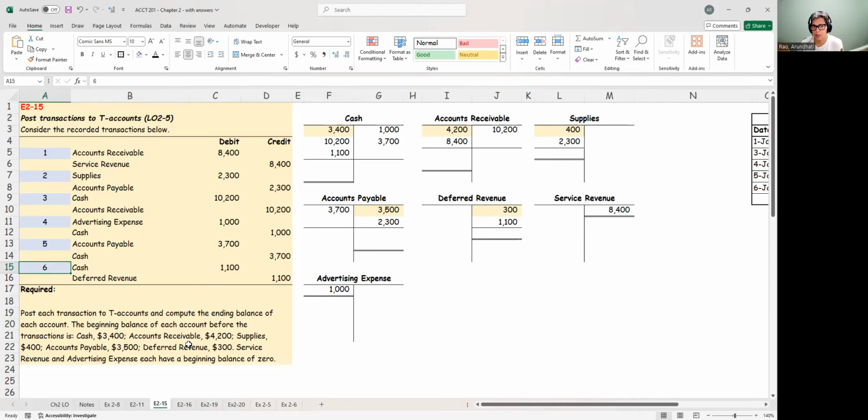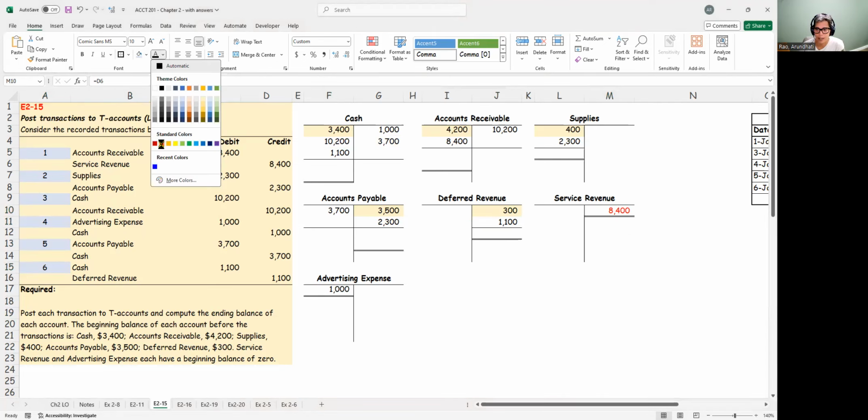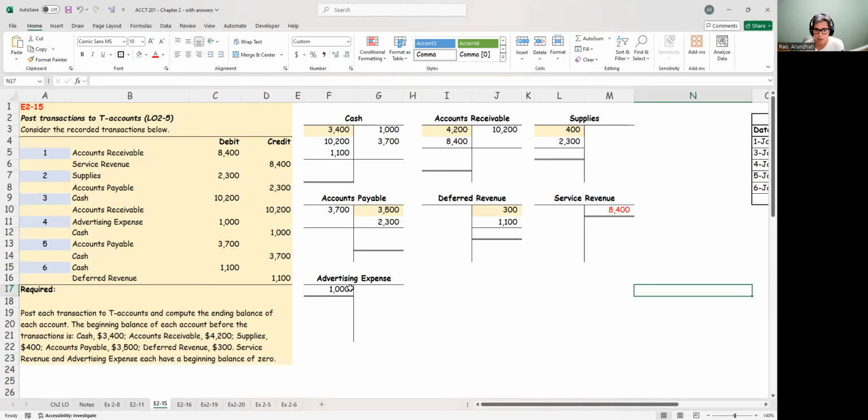The second part they're telling me to do is to calculate the ending balances. So here's what I would tell you. Start out with the ones that have only one entry in it. That is the ending balance. You don't need to do anything. I'm just going to put this in a different color, red, to indicate that is the ending balance. This number, that's the ending balance. So 8,400 for service revenue. Advertising was 1,000. There was only one entry.